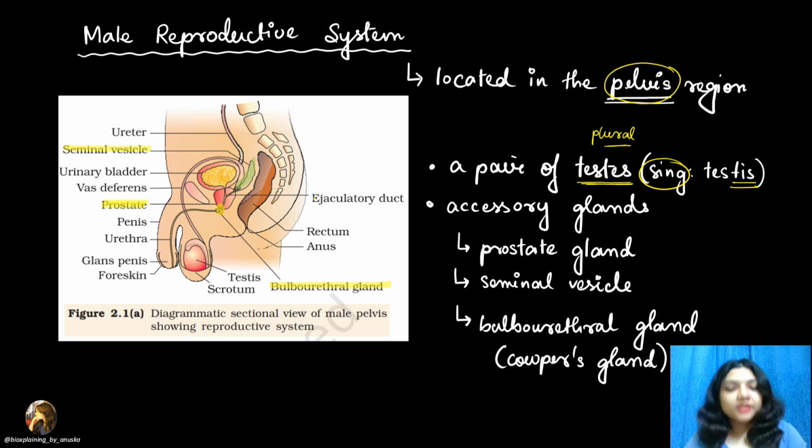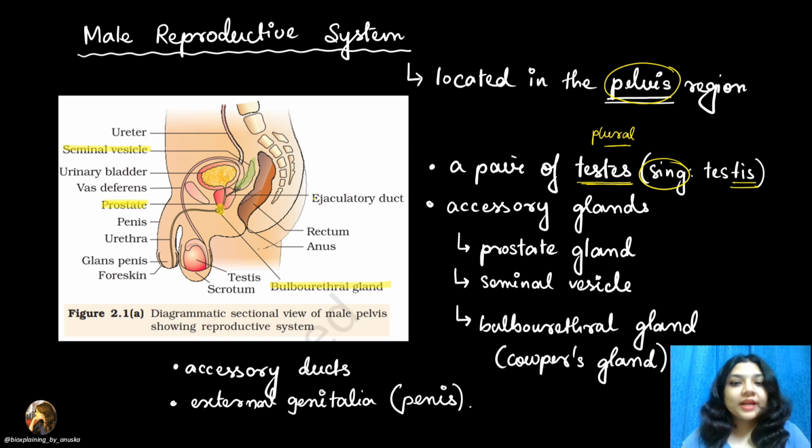So what do we have? A pair of testes, that means two testes are present. Then there are three accessory glands: the prostate gland, the seminal vesicle, and the bulbourethral gland. Each of these are present in pairs, right? Each of these individual glands has its own accessory ducts. And at the end comes the external genitalia, which is the penis. Okay? So these are the different structures present in the male reproductive system.